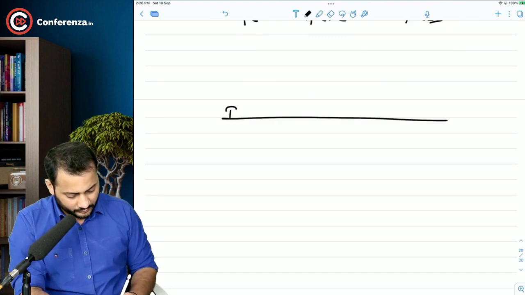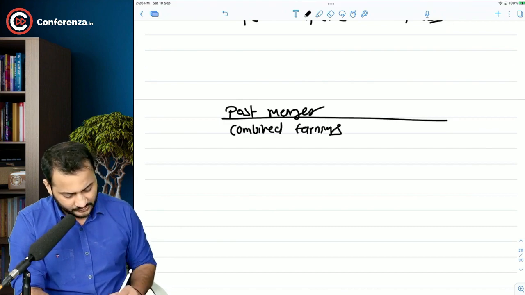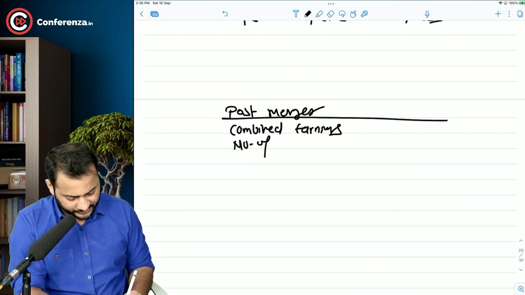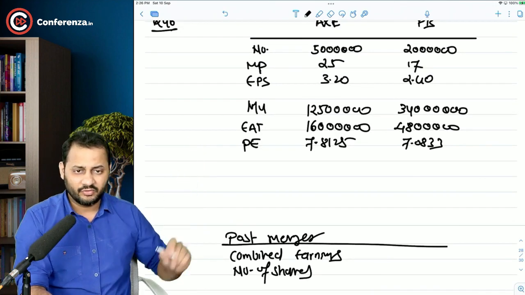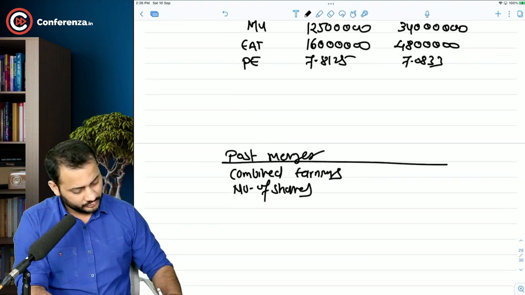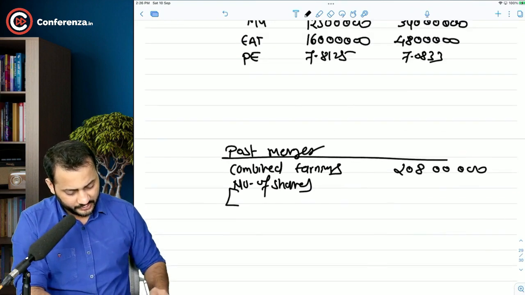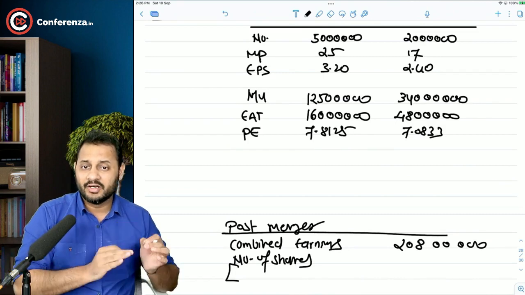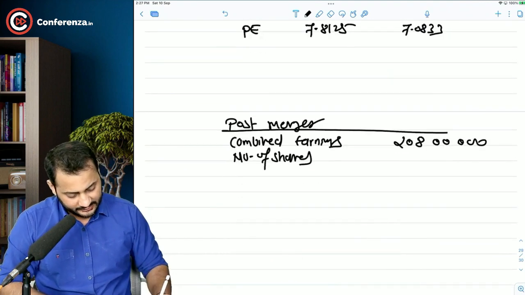Now post merger values. See, we will take the combined earnings, then we are going to take the number of shares. What is the combined earning? 160 lakhs and 48 lakhs, right? That goes to 208 lakhs of the profit. How much is the number of share? We have offered them 1:1 ratio. So the total number of share will be 50 lakh plus 20 lakh, that's 70 lakhs.